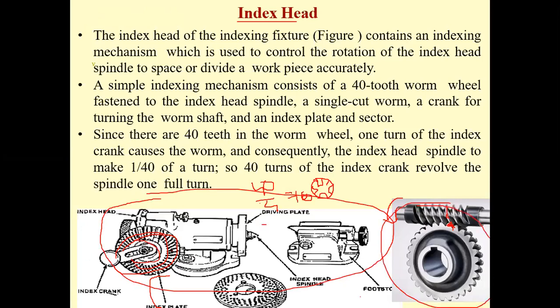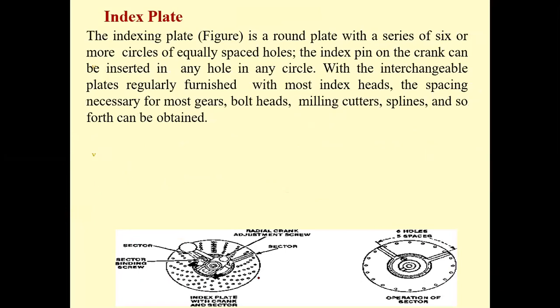Outside this, you have an indexing plate. So a crank and an indexing plate are there. What is an indexing plate? This is a typical indexing plate. An indexing plate is a round plate with a series of 6 or more circles of equally spaced holes. Normally 6 or more equally spaced holes are in this plate.